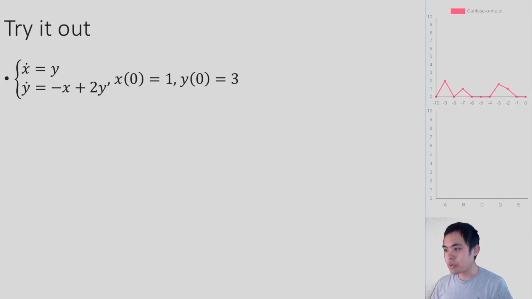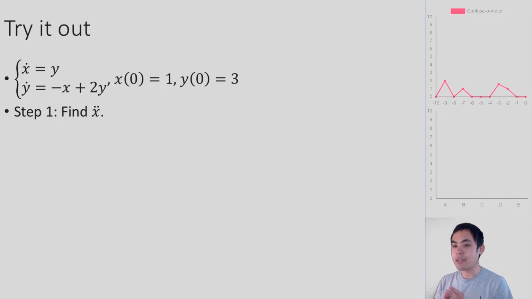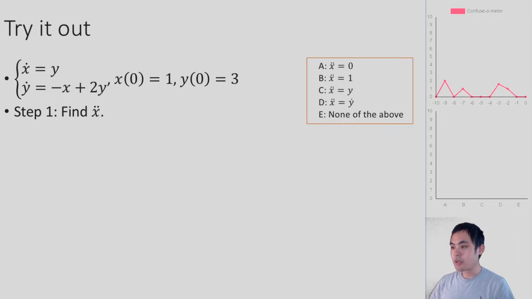Okay, so now the first thing we're going to do is we're going to find x double dot, so the second derivative of x. So these are your options. What is the second derivative of x?